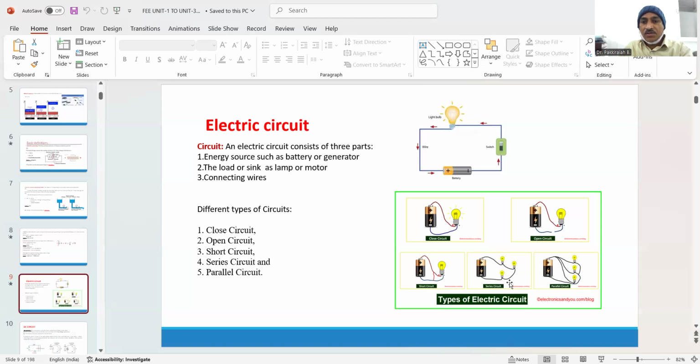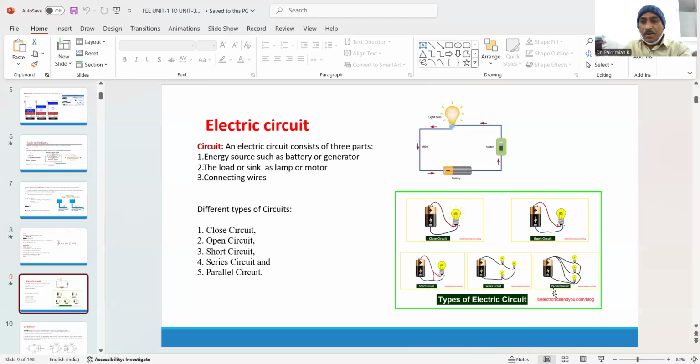And the series circuit. When the connected loads, all three bulbs I have taken as loads, are connected in series to each other with respect to the applied potential or battery V, it becomes an example of a series circuit.